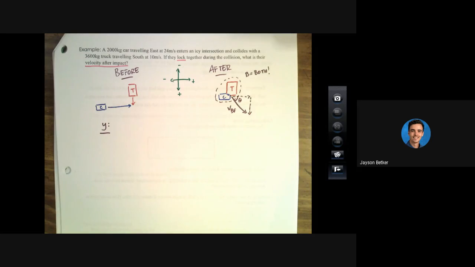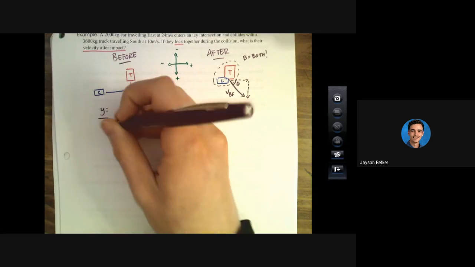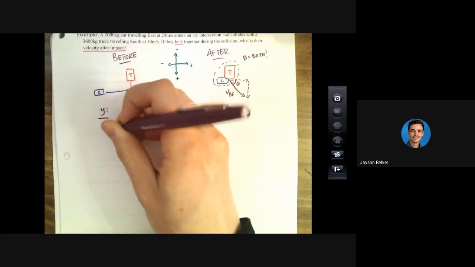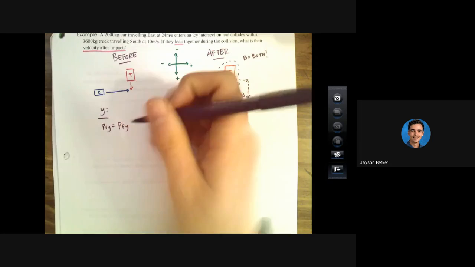The y direction follows the same principle that everything else has in this scenario. We have a conservation of momentum. So that means that the momentum initially in the y direction is going to be equal to the momentum in the final y direction. So PIY equals PFY.